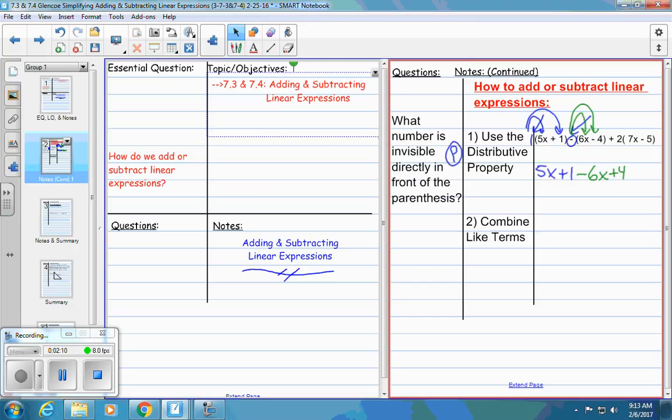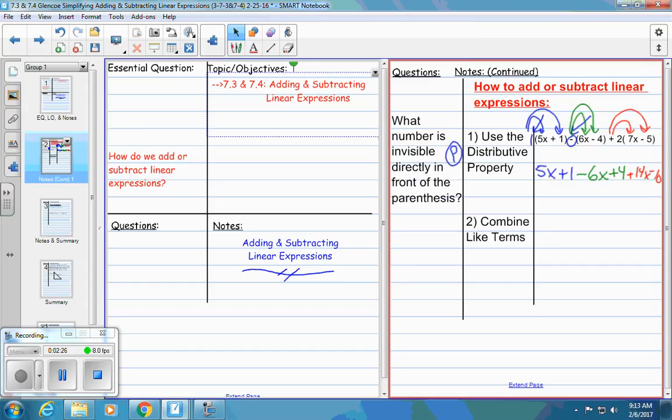And then on the third parenthesis, we're just distributing a 2. And it's 2 times 7x, that's plus 14x. And 2 times -5, which is -10. Sorry, that's rolling over a little there.